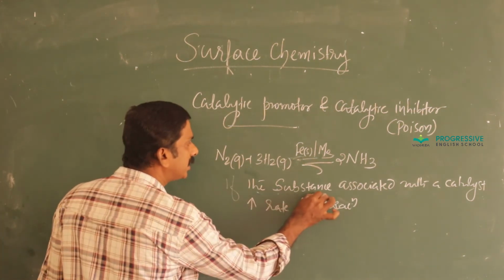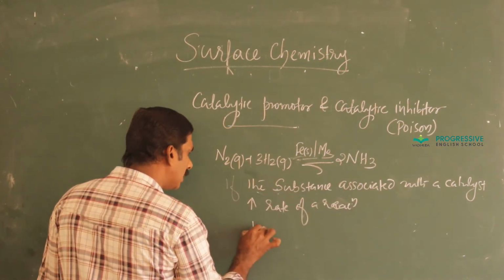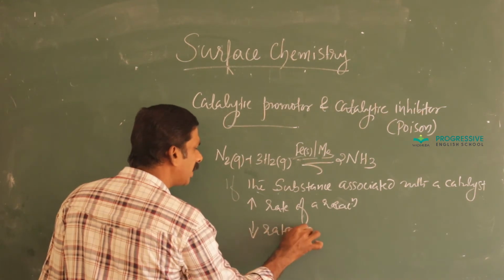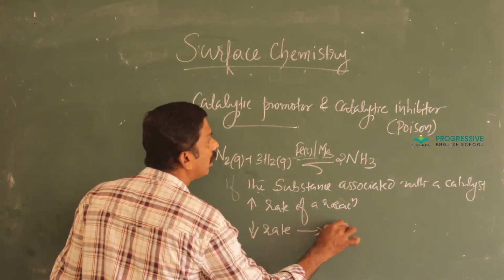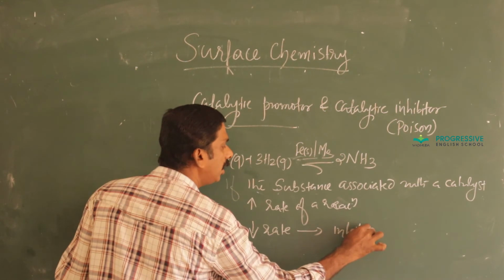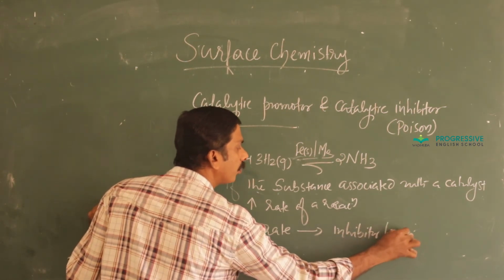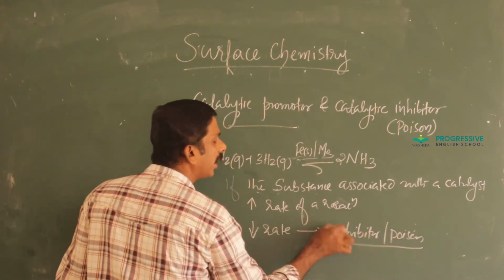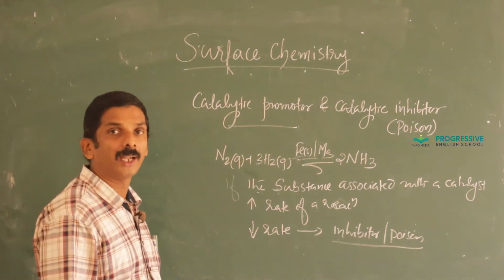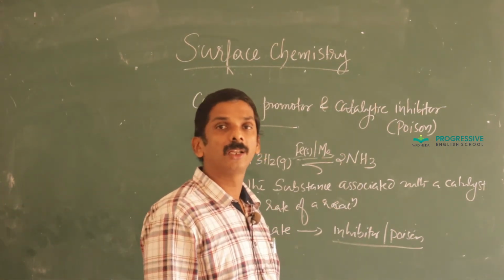And if the substance associated with a catalyst decreases the rate of a reaction, it is called a catalytic inhibitor or catalytic poison. Catalytic inhibitor or catalytic poison.